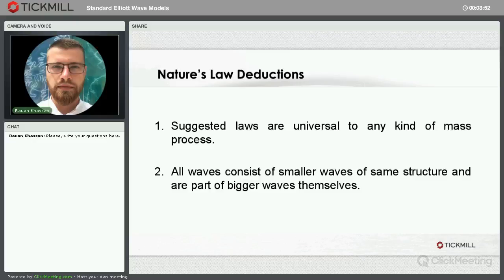You may wonder what the deductions of Nature's Law are. The first of them is that they are universal to any time frame and to any kind of mass process. It's interesting that you can analyze not only financial markets using Elliott Wave Theory, but also climatic changes, natural changes, or even psychological mass behavior.